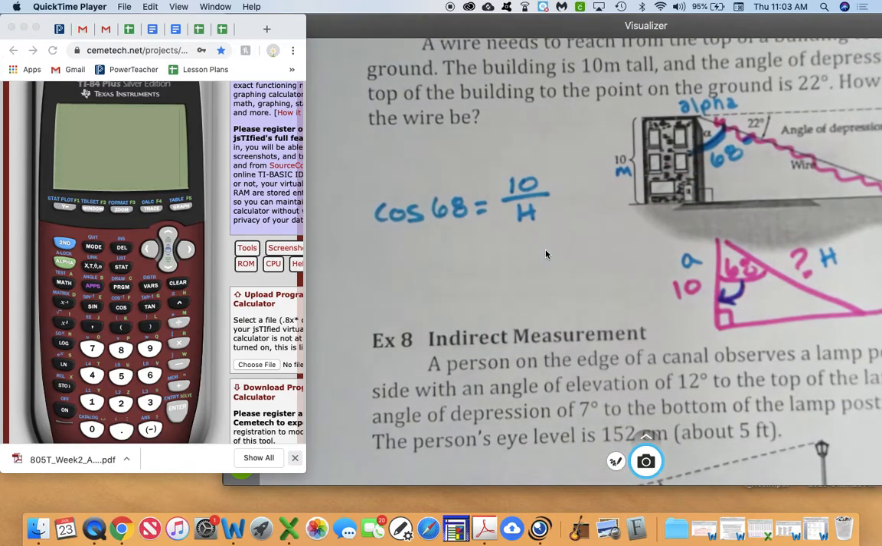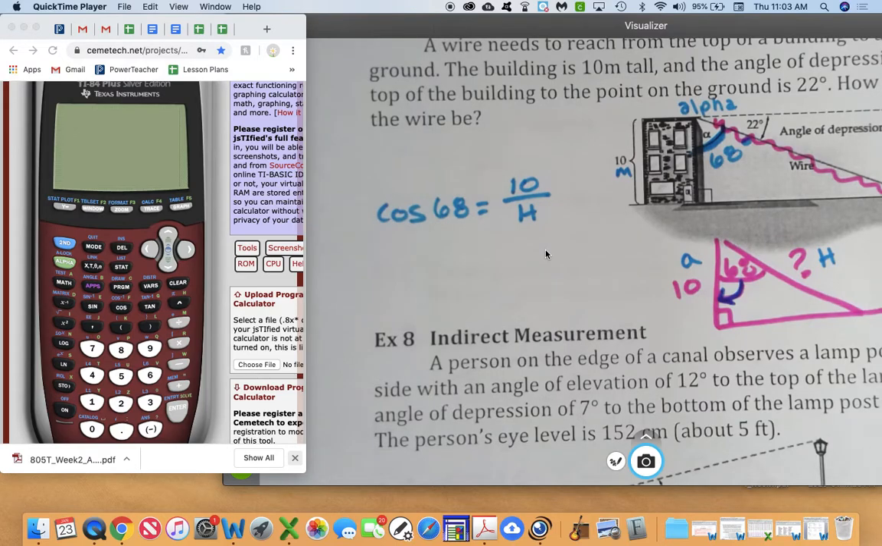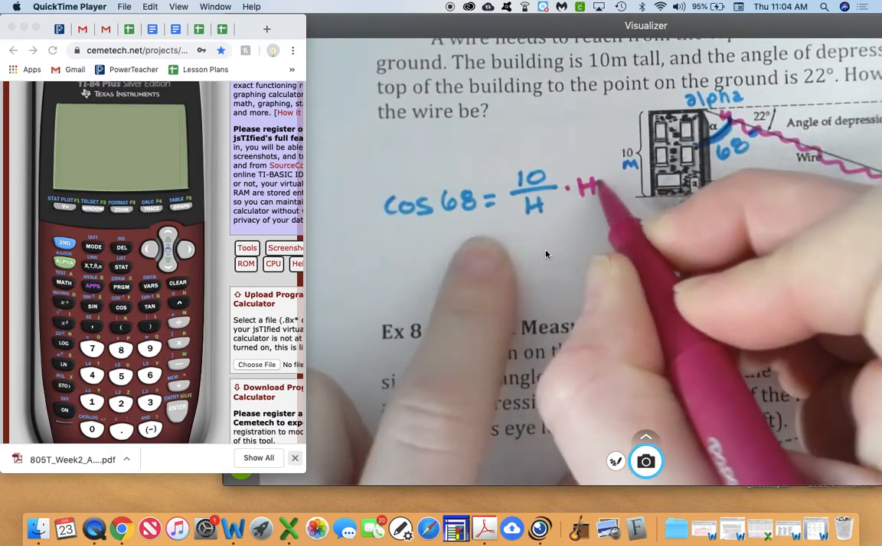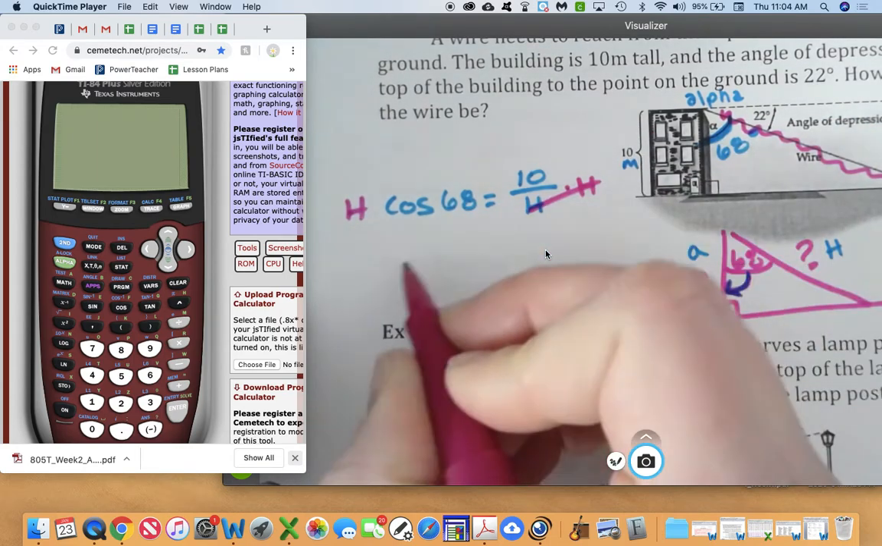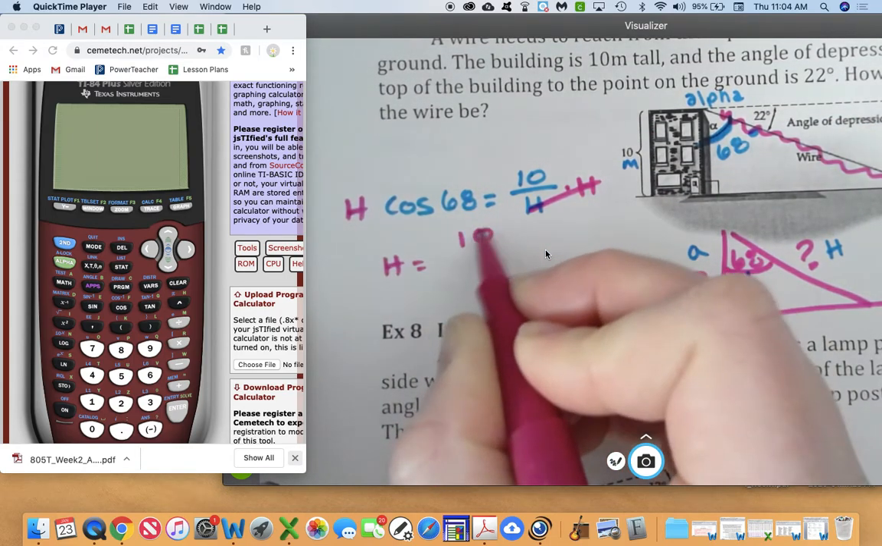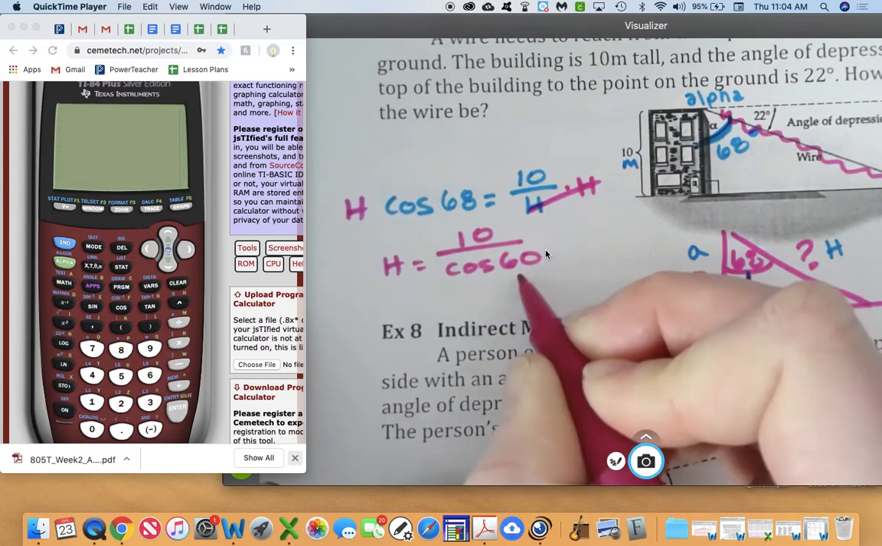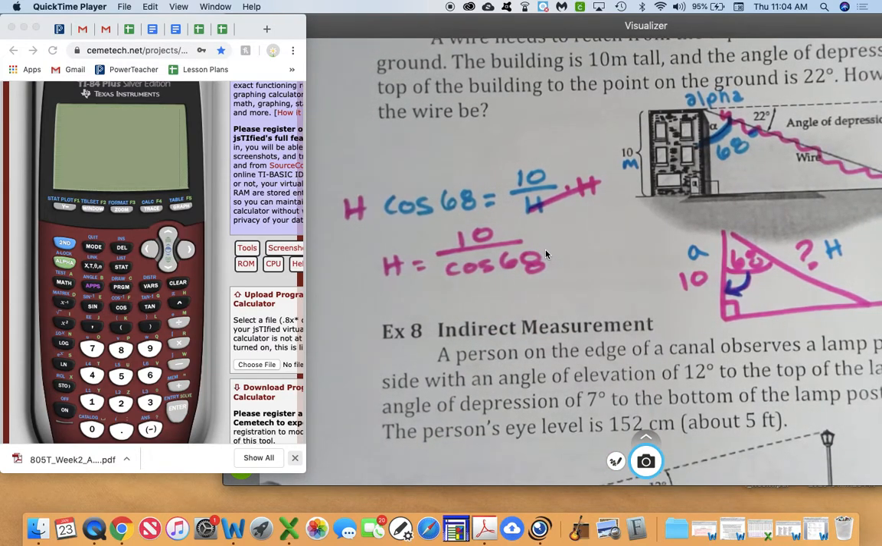Now this one is different than what we've done before. Before we had the h on top and the 10 on the bottom, and we just multiplied the 10 over to the other side. But when you're solving for h and it's on the bottom, you just flip these two around. If I'm solving for h, I would multiply the h over, h times cosine of 68, then divide by the cosine, so h is equal to 10 over cosine 68. Which is how many?